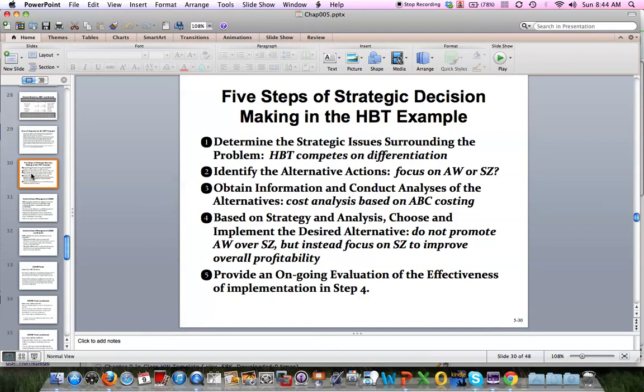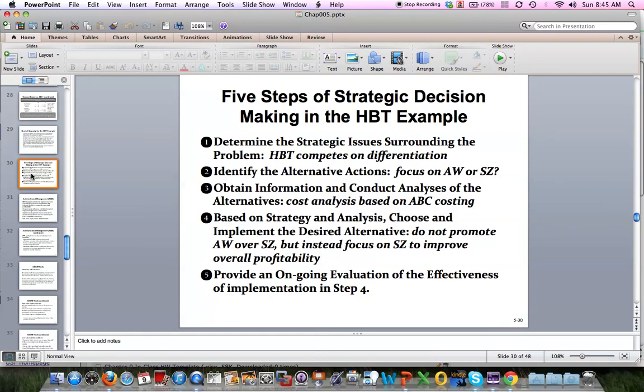So 5 steps in strategic decision making, and I'm using the HBT example. That's on the bottom of page 141. So now that we've done this, we've compared the two methods. What are some things we can think about to make decisions? So it says here, determine the strategic issues surrounding the problem.